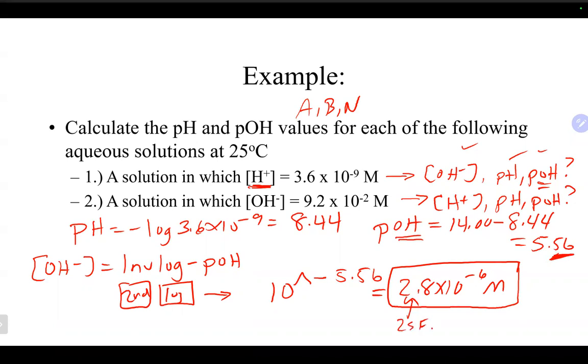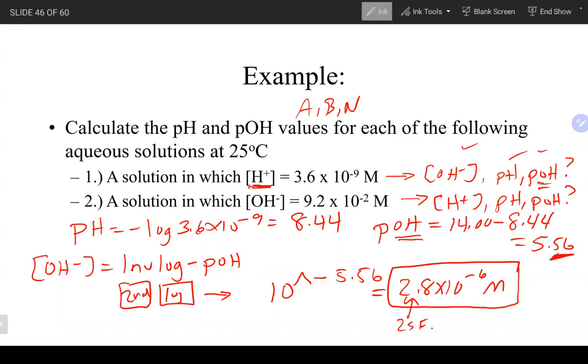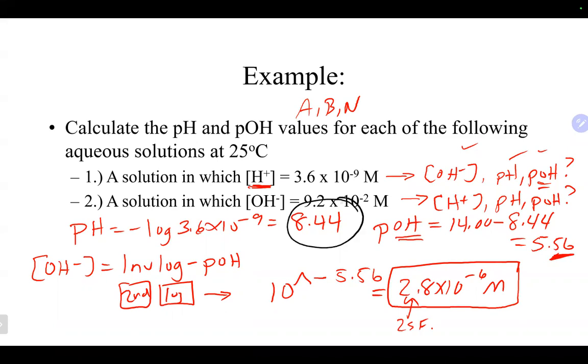Now we have these 3 answers here. pH is 8.44, pOH is 5.56, and our OH minus concentration is 2.8 times 10 to the minus 6 molar. Is this acidic, basic, or neutral? This one is basic because of the pH. Once again, it should only be one answer for that.